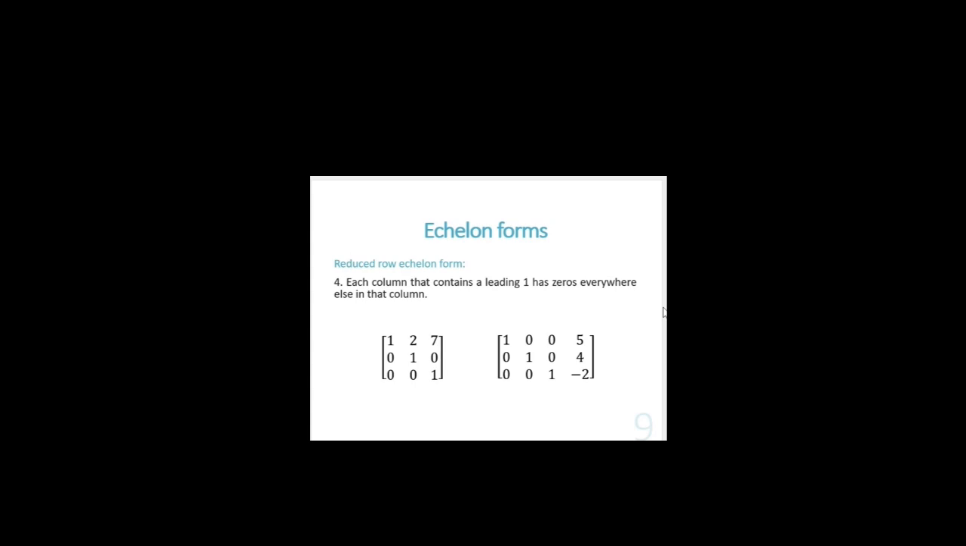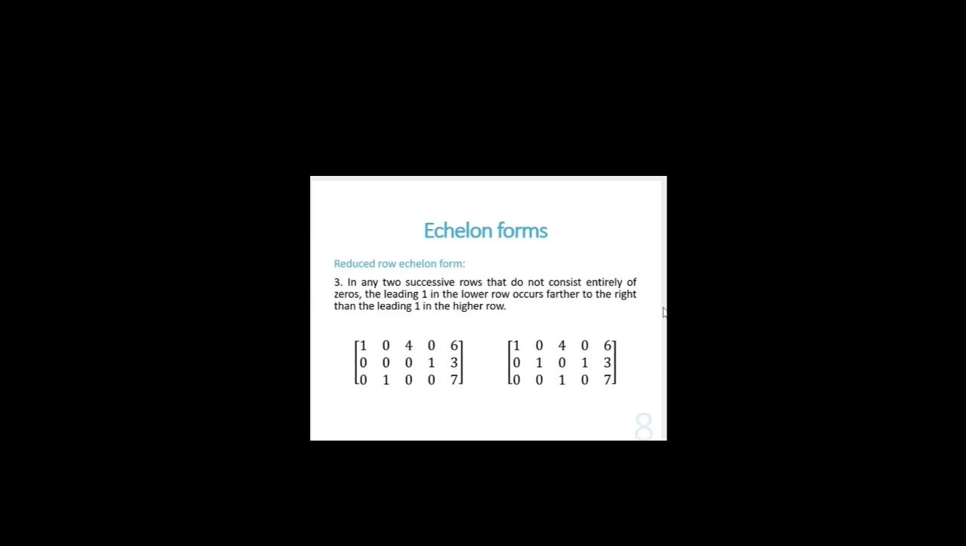What about this one? Each column that contains a leading 1 has zeros everywhere else in that column. What do you think of this first matrix on the left? Are those two different matrices, or the same matrix with the order exchanged? No, they're different matrices, because this one has a 1 here, and this one has the 1 in a different spot.